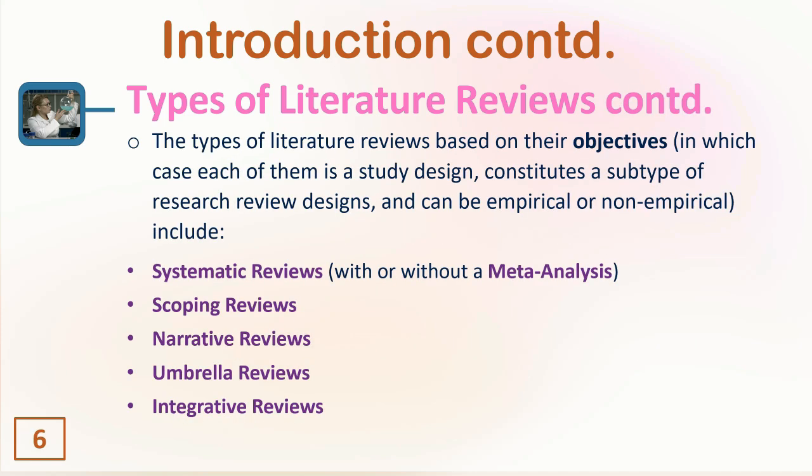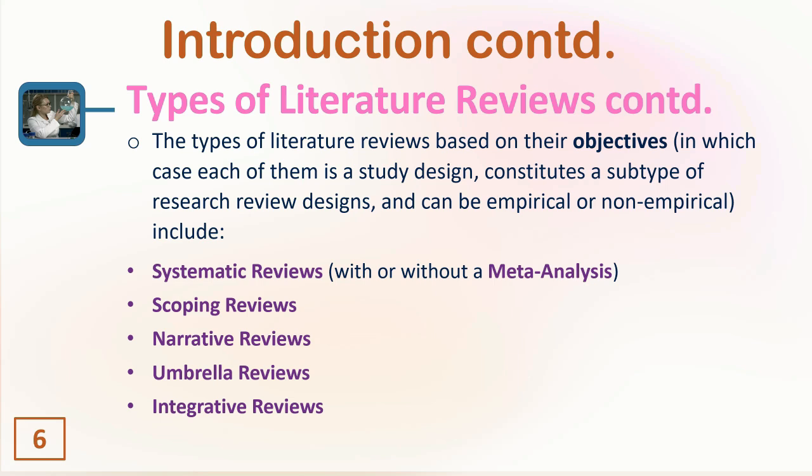Now the types of literature reviews based on their objectives. Each of them is a study design and constitutes a subtype of research review designs, and can be empirical or non-empirical. This includes systematic reviews with or without a meta-analysis. Systematic reviews use a structured protocol to identify, appraise, and summarize evidence from multiple sources. Meta-analysis statistically combines results to provide full effect estimates.